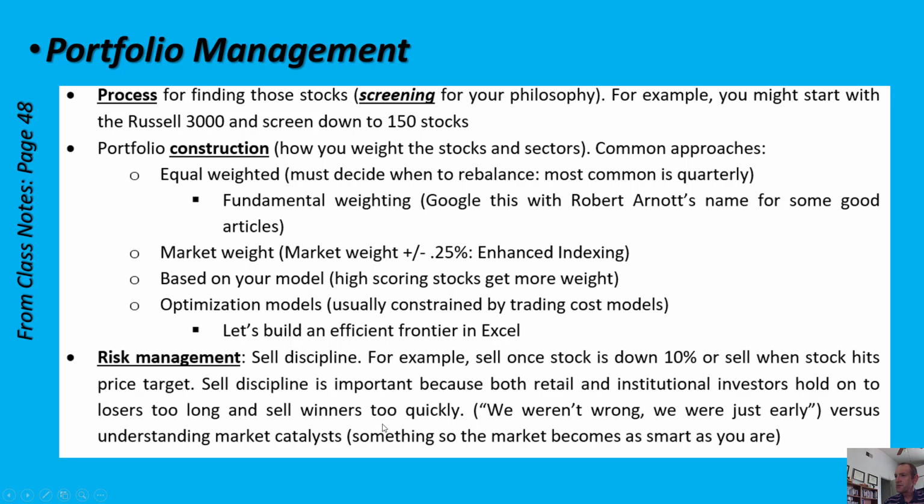So the sales discipline is important, because we know with both retail and institutional investors, both groups tend to hold onto their losers too long and sell their winners too quickly. Not all of it has to do with ego. We buy a stock and it falls 20%. We don't want to sell it at a loss of 20%. We want it to get back to where we bought it, and then we'll sell it. We don't want to lose money, because if we sell it at a loss, we've admitted we made a mistake.